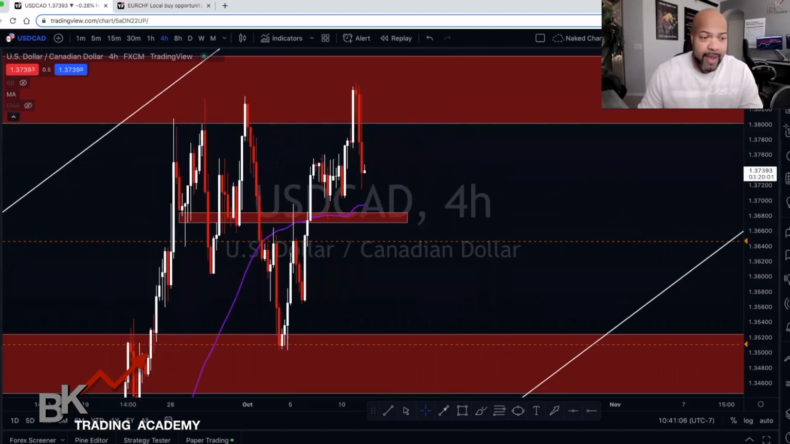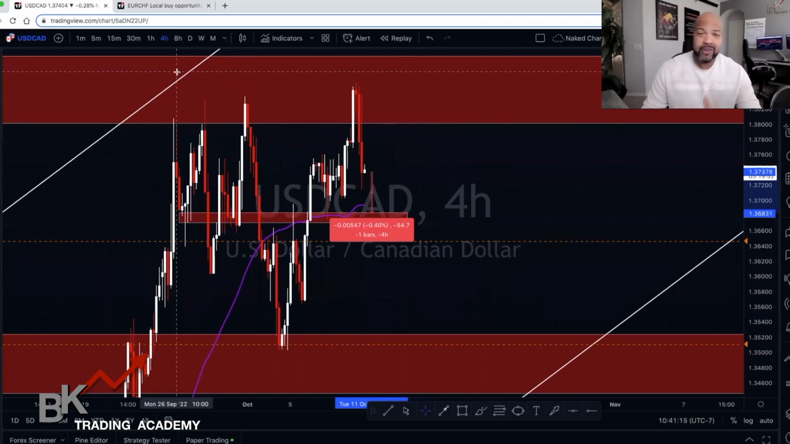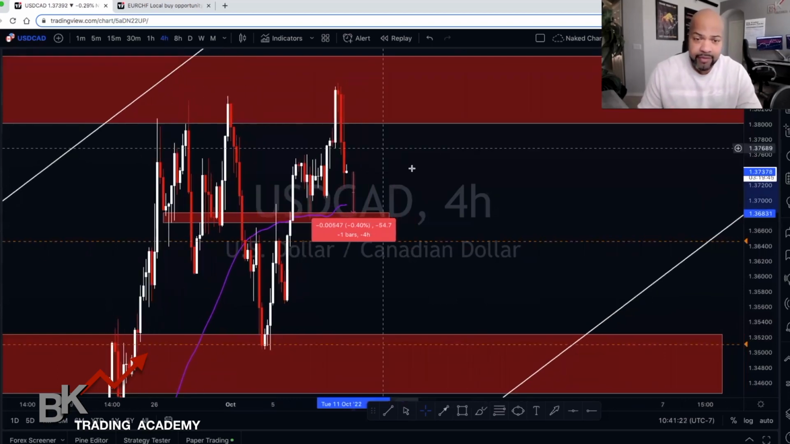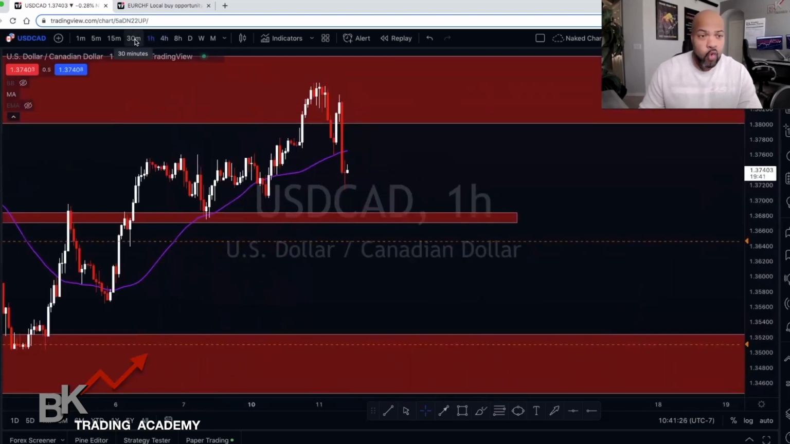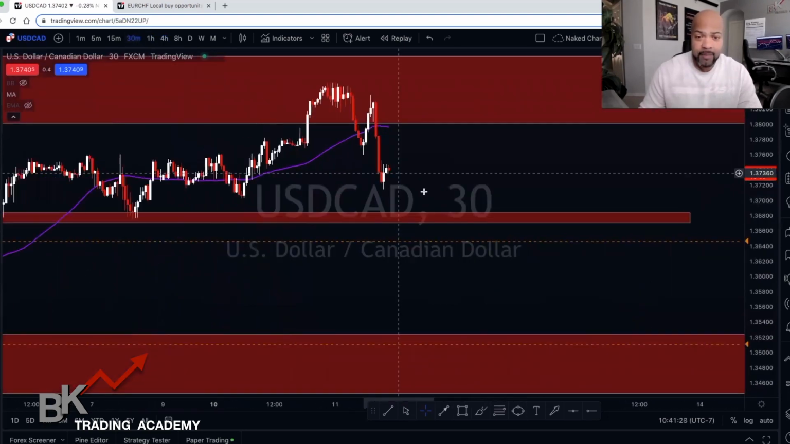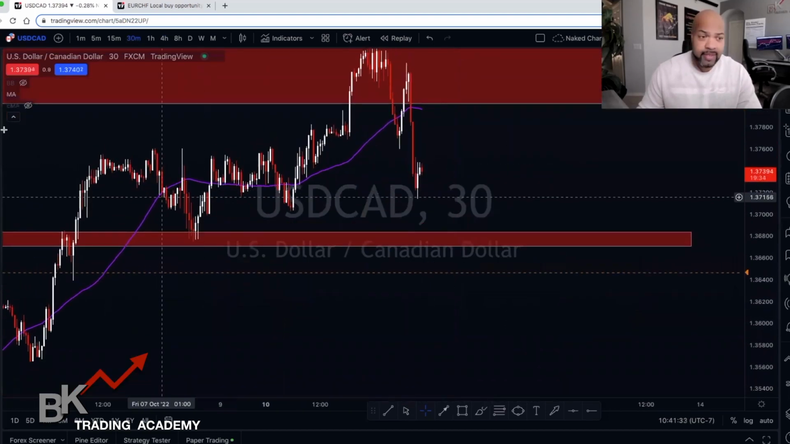All right, so if I grab my measuring tool from here to this support zone, that's about 54 pips, right? So as I drill down to a lower time frame, I don't plan on staying in the trade for too long, or I'm trying to find a precise entry and exit. If I go to the 1-hour time frame or even the 30-minute time frame, now I'm going to try to find some smaller support zones that I think price is going to be bouncing off of.